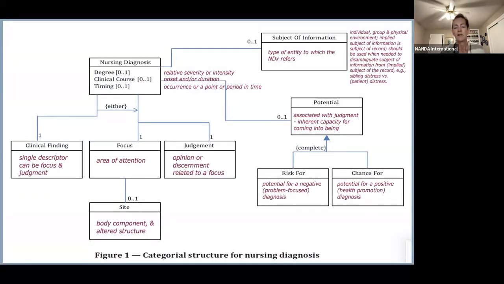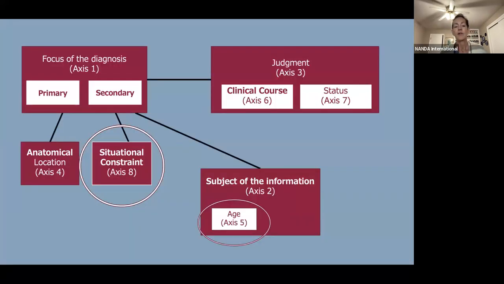So again, just taking us back to where we are with the current ISO categorical structure for nursing diagnosis. What is it that ISO is looking for in a representation of the judgment the nurse makes about a particular patient, group, family, or community, for example? And then we can compare this to our new draft.